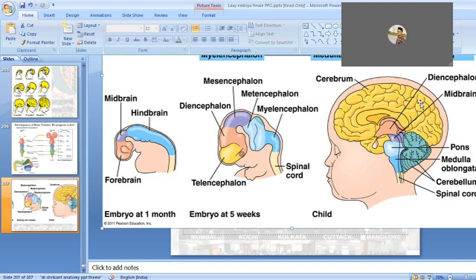Okay, now see what are the different parts of the pituitary gland again. It has the pars anterior and pars posterior. Yes, here the image is given.